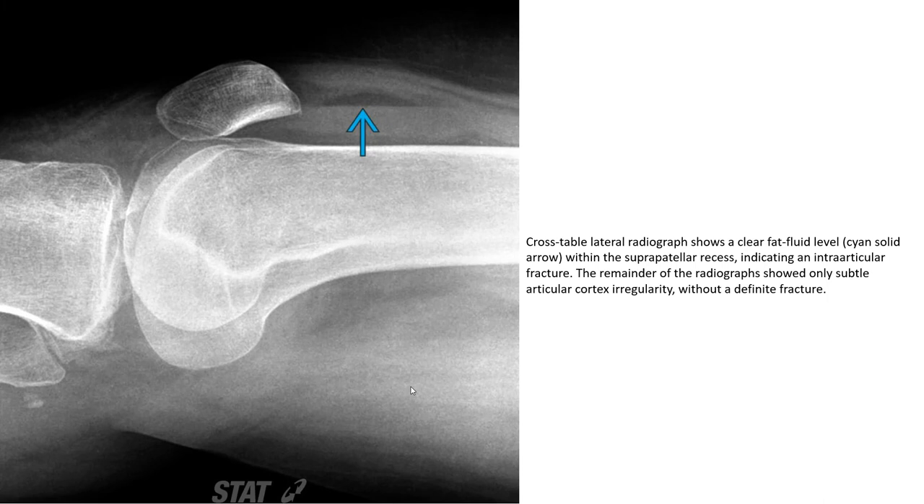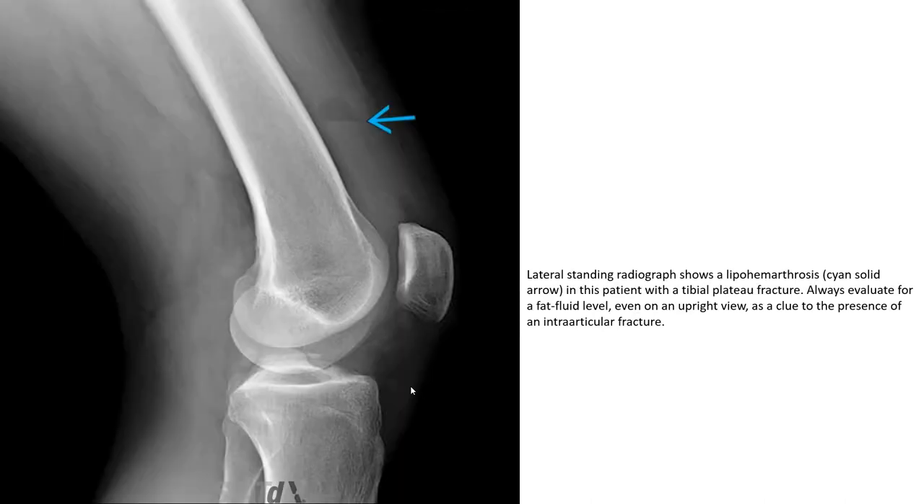Cross-table lateral radiograph: a clear fat-fluid level, indicated by the cyan solid arrow, within the suprapatellar recess, indicating an intra-articular fracture. The remainder of the radiograph shows only subtle articular cortex irregularity without definite fracture.